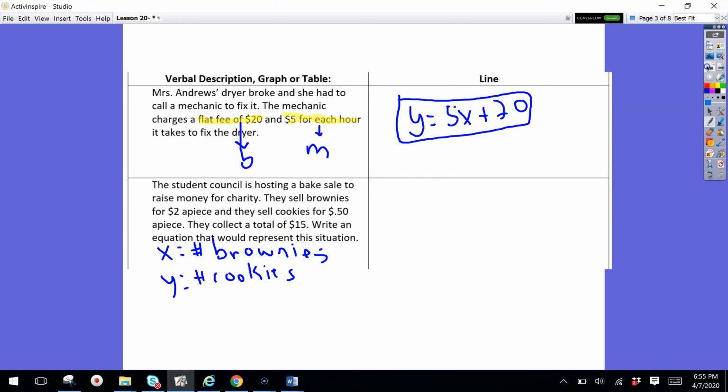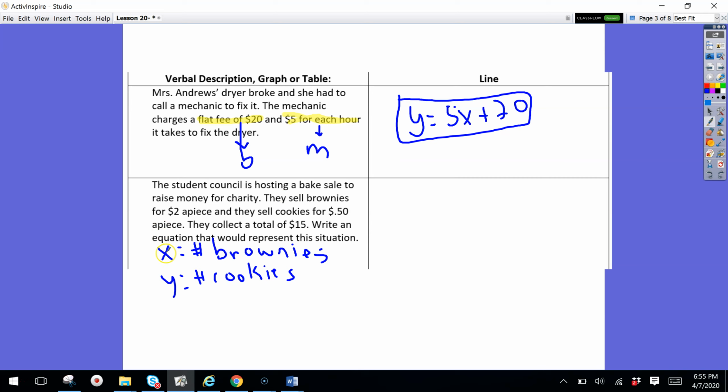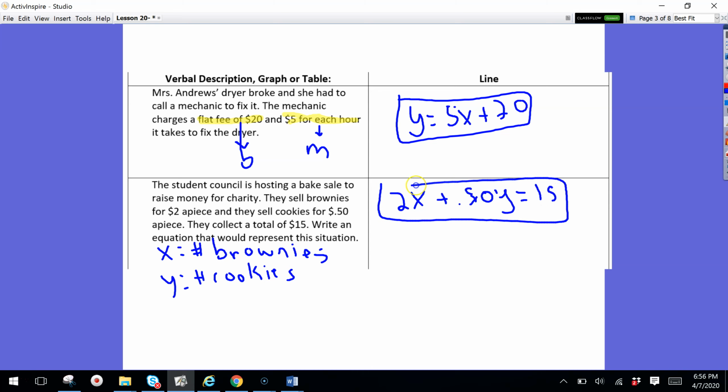Okay, so here they're telling us that the total is $15. If we go back, remember, if I have a total with my number here, that's standard form, and they're telling me what I'm multiplying x by. So $2 for x, so 2 times x, plus 50 cents times y equals a total of $15. So this one was a nice standard form equation.